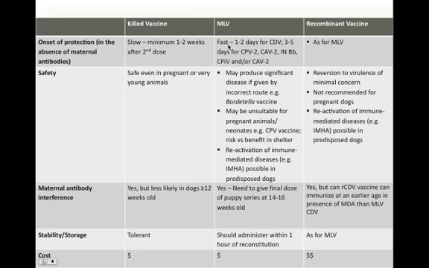So in an animal that does not have maternal immunity to block the vaccine, a single dose of modified live vaccine is an immunising dose. It will be protective. However, if you use a killed vaccine in that same animal, you're going to need 2 doses in order to achieve protection. So that's really going to slow things up.